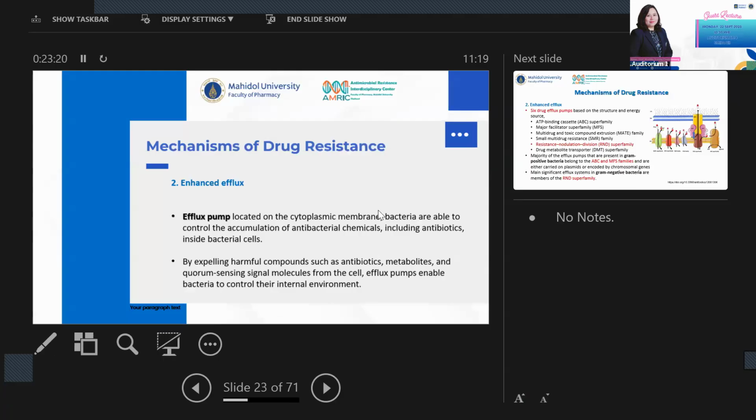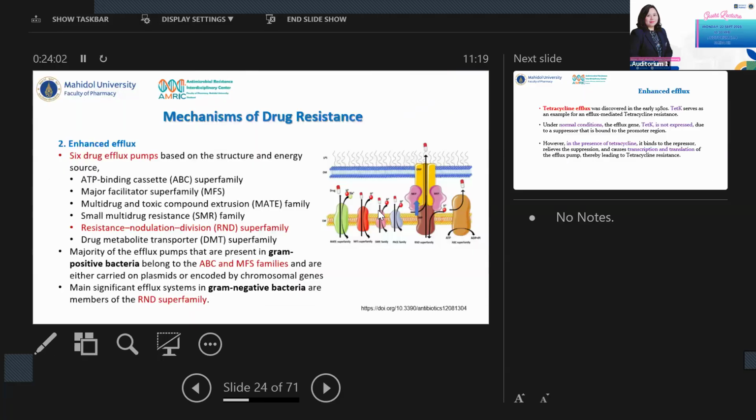The second pathway is the efflux pump. This pump is located at the outer layer of the bacteria, so it depends. If it is gram-positive bacteria, it would be the peptidoglycan, right? But for gram-negative, it would be the outer membrane of the bacteria. So the efflux pump is located there, and the efflux pump is not only a single protein. It usually combines many units of protein together to form the pump. Okay, think about the pump here.